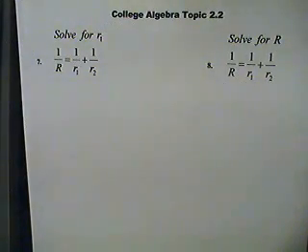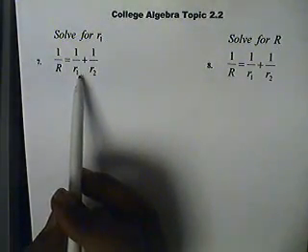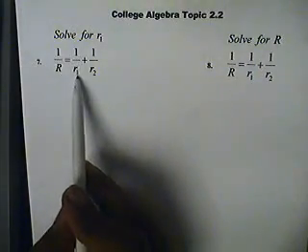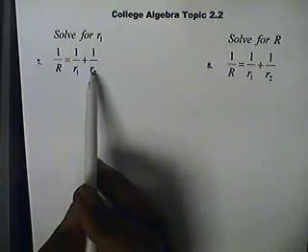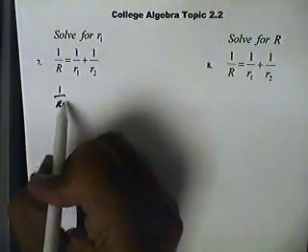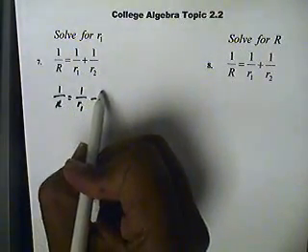College Algebra, Topic 2.2. This is the resistance formula. We'll be solving for R1. So the formula is 1 over R equals 1 over R1 plus 1 over R2. First, we want to remove all the denominators. So let's do that by finding the LCD, or the least common denominator.